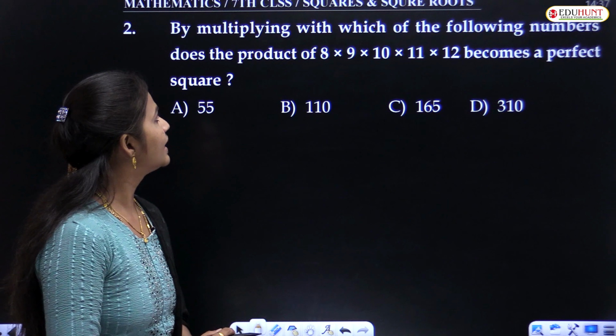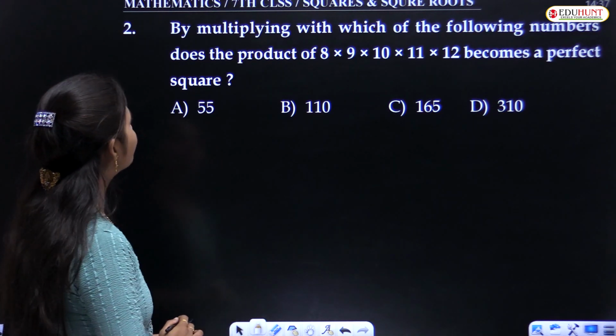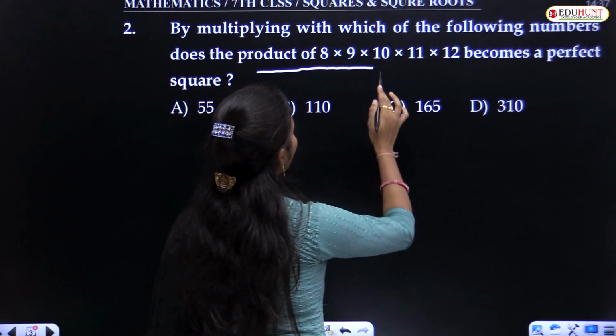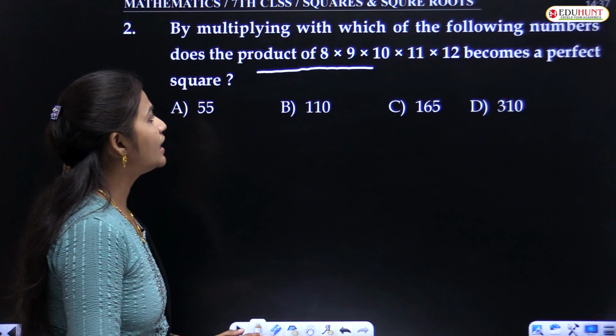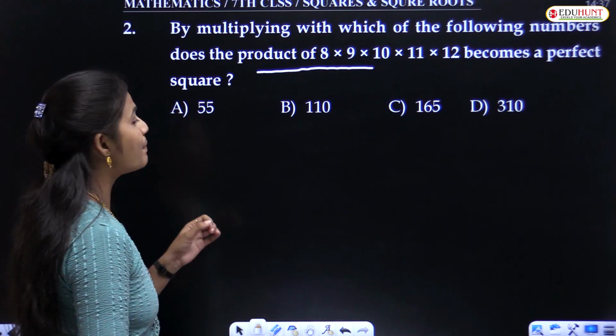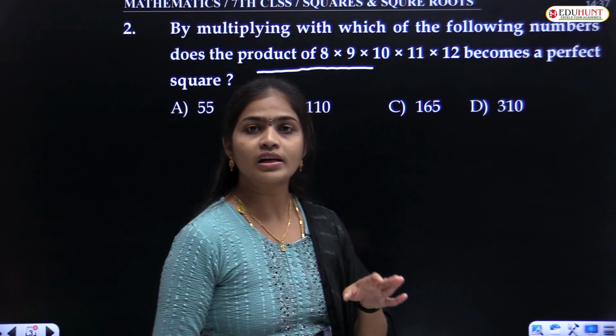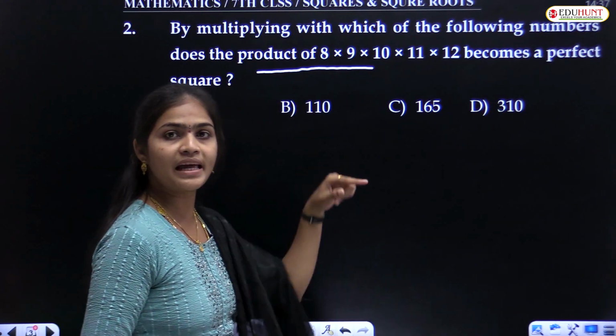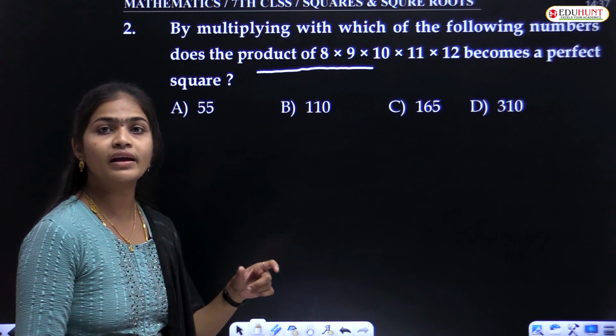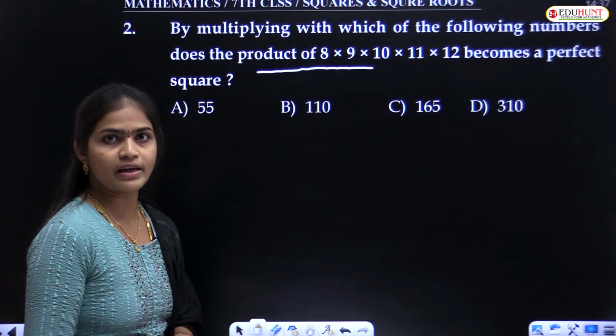By multiplying with which of the following numbers does the product of 8 into 9 into 10 into 11 into 12 become a perfect square? Already we discussed this type of example in that video when I was explaining square roots.